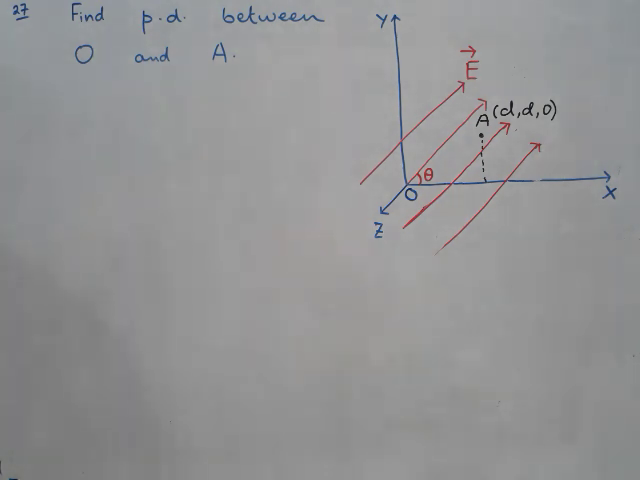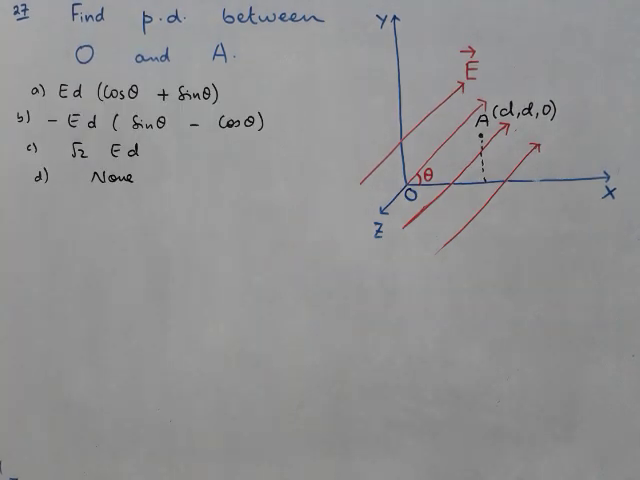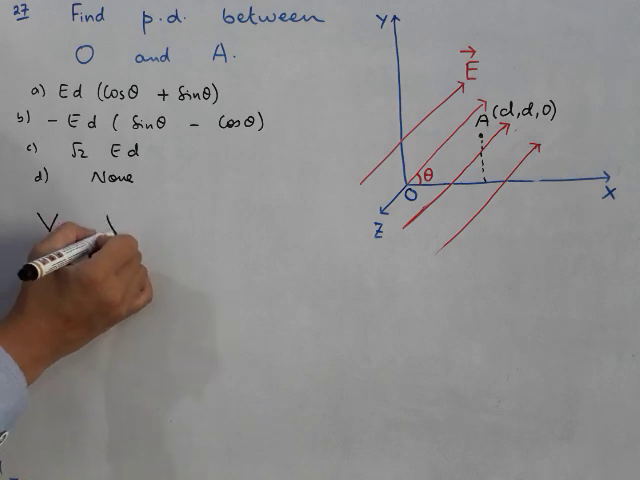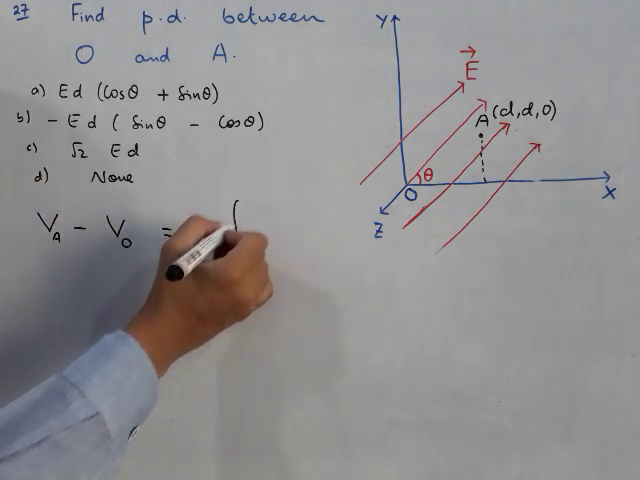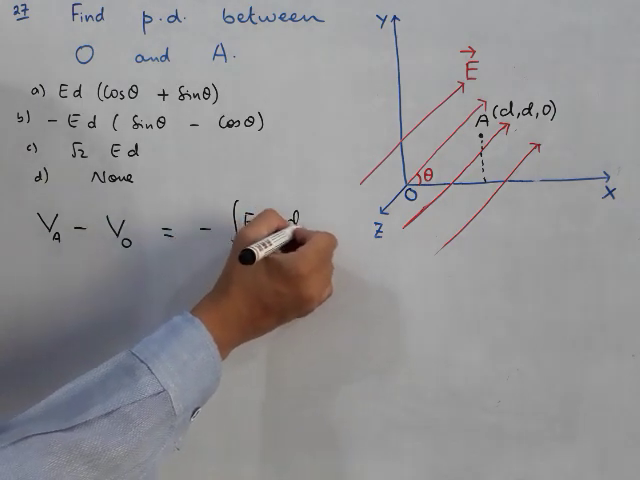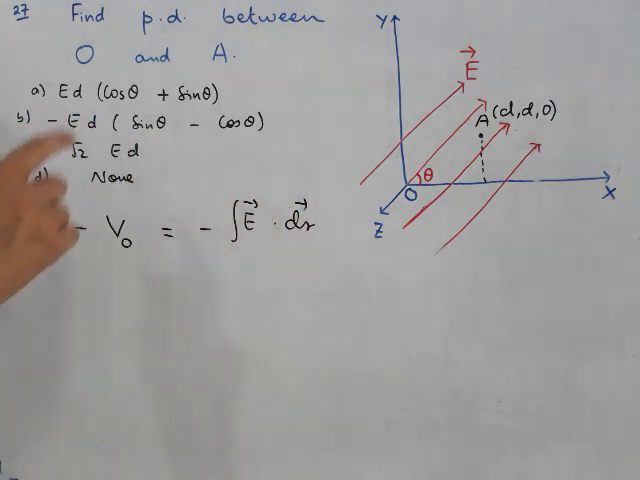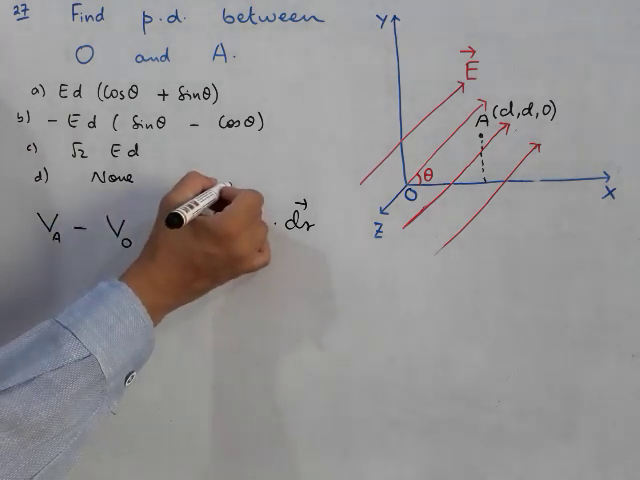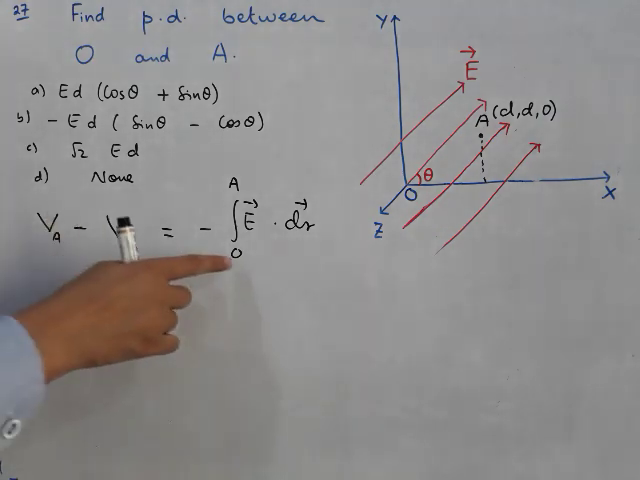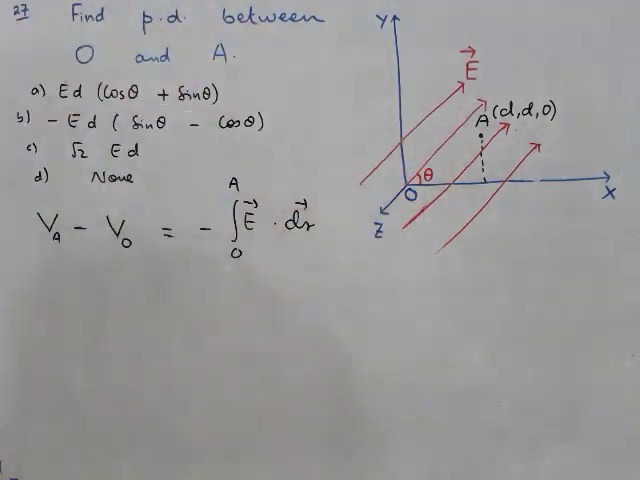It has some options. So these are the options. We have to find the potential difference between O and A. That potential difference will be VA minus VO. You know, students, this by definition is nothing but minus integration E dot dr from initial point O to final point A, where the coordinates of O and A are known to us.